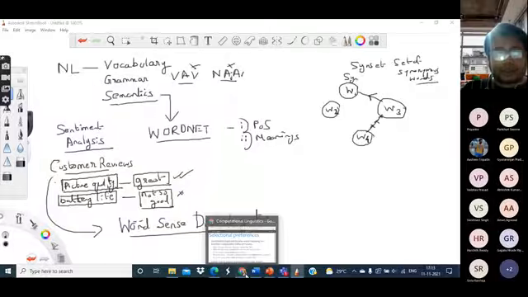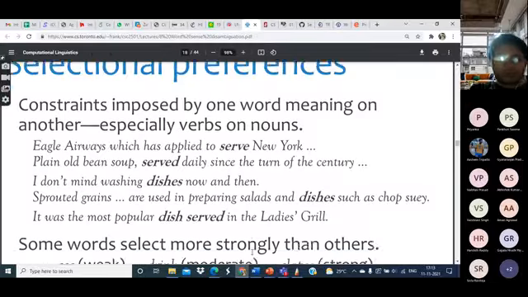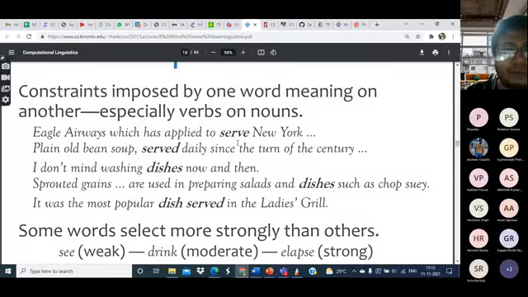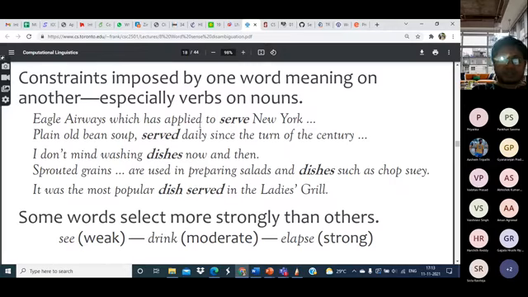Okay, so let us look at this example first of all. This is just an example of why word sense disambiguation is important. Say, for example, consider the word serve. Here we can see that the word serve can mean two different things. In one case, we are talking about Eagle Airways, which has applied to serve New York. That means a particular airline has a service to a particular city. So the word serve is being used in that sense, that is, it is providing some kind of a service.